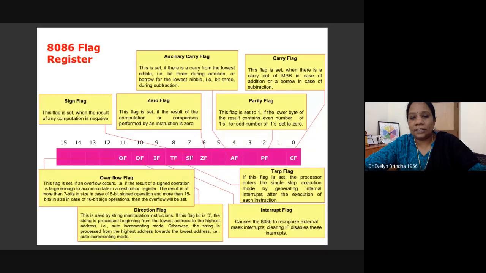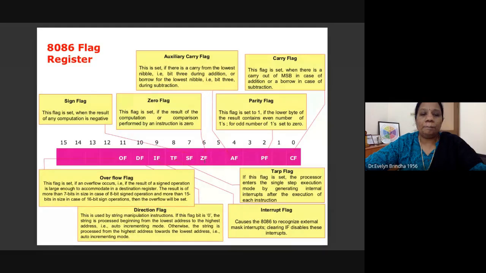If the sign flag is 0, that means suppose an arithmetic operation has taken place. If your sign flag says 0, that means the result of that arithmetic operation is positive. Suppose your sign flag is 1, then the result of that arithmetic operation is negative. Okay, that is understood. So next is the zero flag.